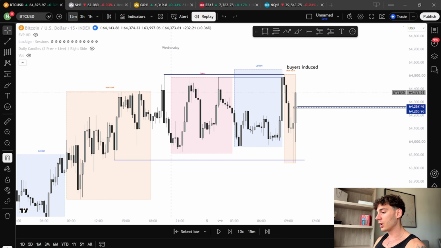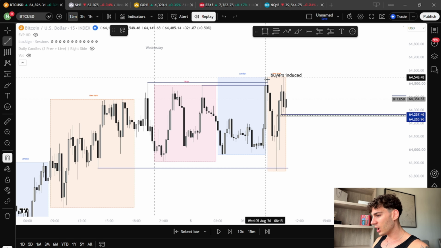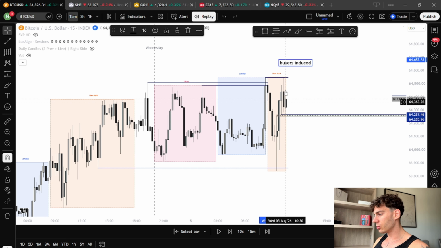I was waiting for more confirmation, and as you can see, we started going higher, and we took this high here. So when we took this high, now I'm like, if we really want to go bullish, this is literally the last time that we should go bullish. So I opened my long here.